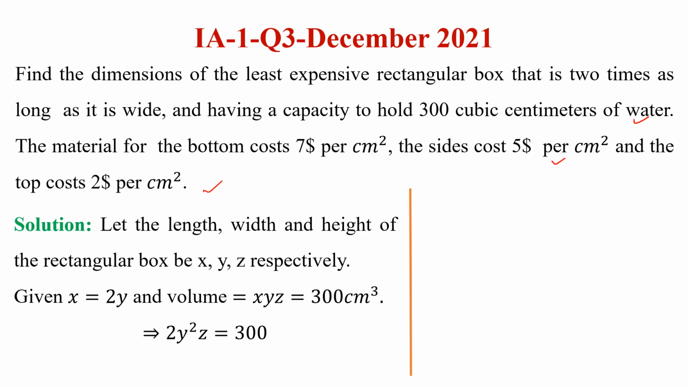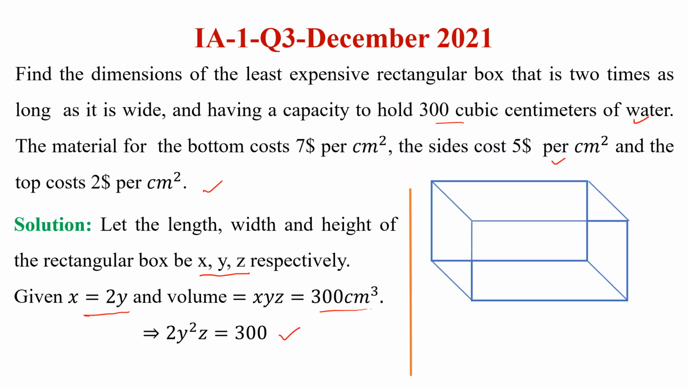So we have such relations given according to length, width and height. Suppose the length, width and height are x, y, z respectively. It is given the box is 2 times as long as it is wide, so x is equal to 2y, that relation we have, and the volume is 300 cubic centimeters. So put x equals 2y, and you get the relation 2y squared z is equal to 300.